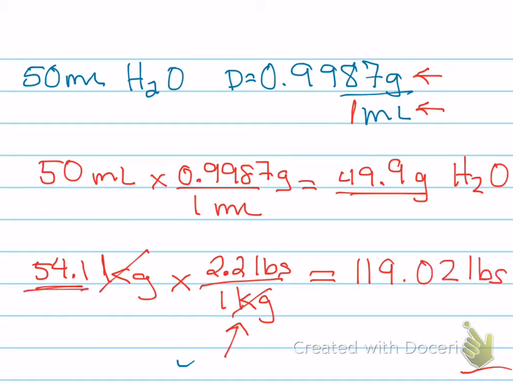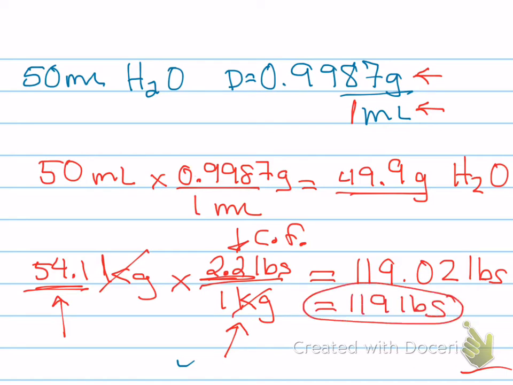Our data has 3 significant figures, and our conversion factor has 2. Conversion factors should not limit our significant figures because they're a defined value. So we're going to use our data here in this case to report the correct number of significant figures as 119 pounds.